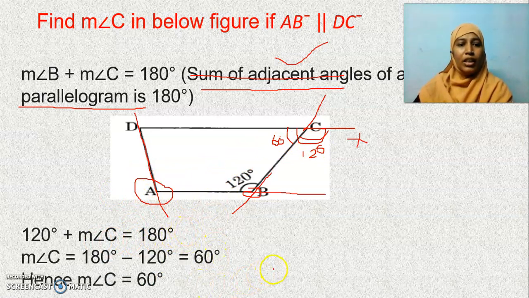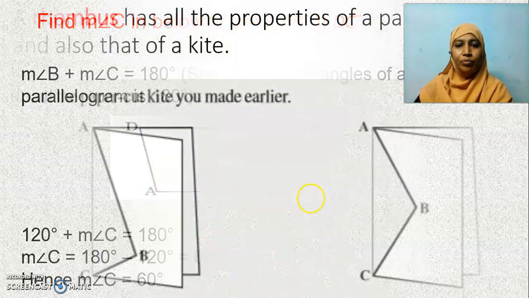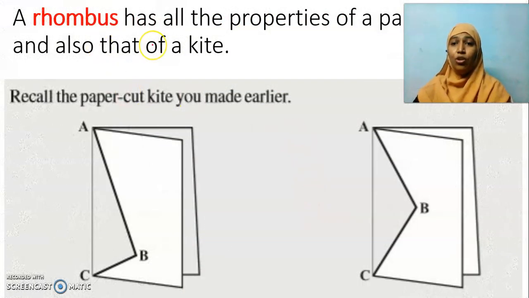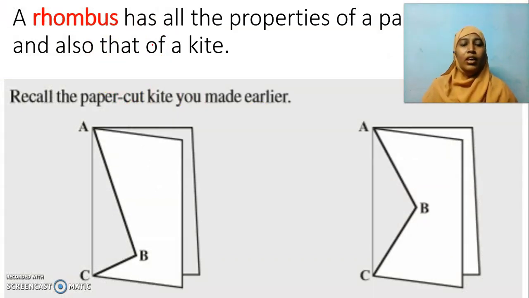Okay. The next question here is, we are going to talk about special kinds of parallelogram now. A rhombus. What is a rhombus? Yes, it's a parallelogram where all sides are equal. Of course, it looks like a square. The only thing is it is tilted a bit.